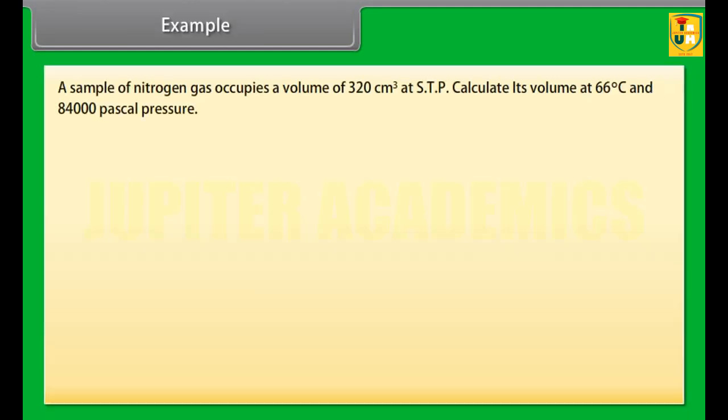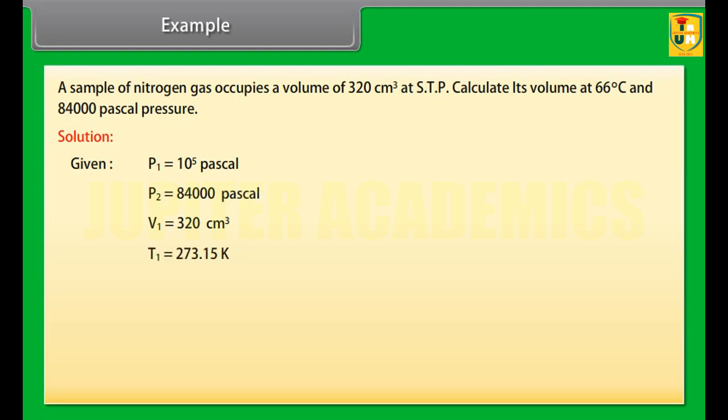Example: a sample of nitrogen gas occupies a volume of 320 cm cube at STP. Calculate its volume at 66 degrees Celsius and 84,000 Pascal pressure. Solution: given P1 is equal to 10 raised to the power 5 Pascal, P2 is equal to 84,000 Pascal, V1 is equal to 320 cm cube, T1 is equal to 273.15 Kelvin, T2 is equal to 66 degrees Celsius, which is 66 plus 273.15 Kelvin, is equal to 339.15 Kelvin. We have to find V2.